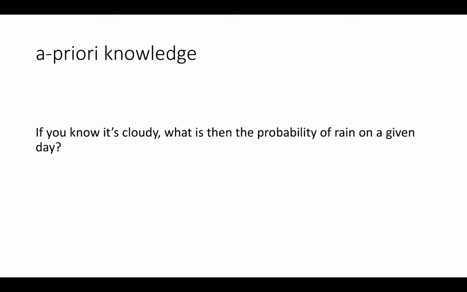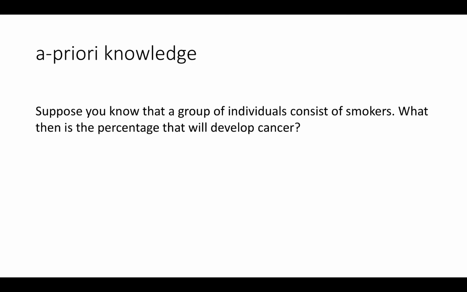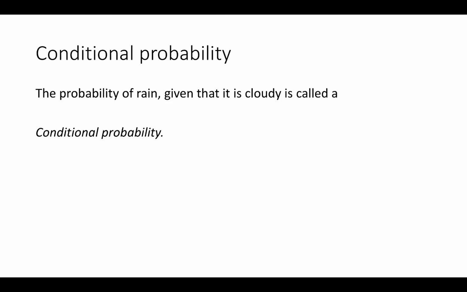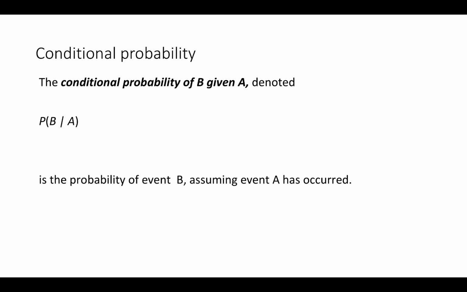So sometimes a priori knowledge about a situation can influence probabilities of events. For example, if you know it's cloudy, you can estimate the probability of rain to be greater than if you didn't know it was cloudy. Knowing that a group of individuals is smokers tells you something about the likelihood that they'll develop cancer. So these are called conditional probabilities.